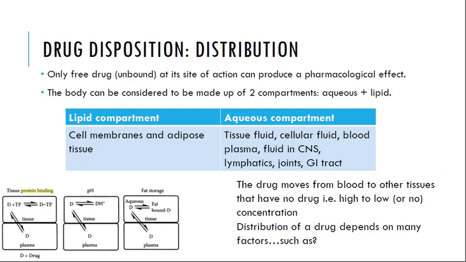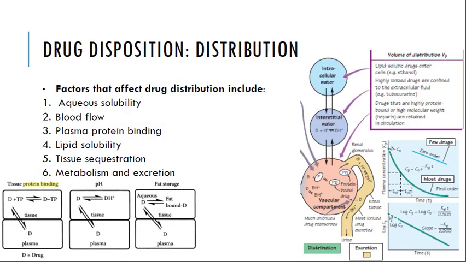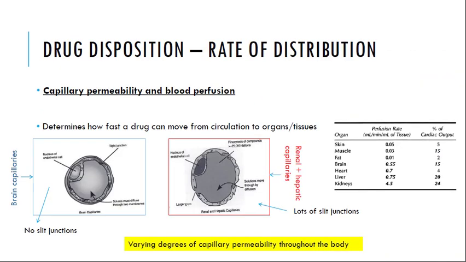The body is divided into two compartments for the purposes of distribution, fat and water. Just knowing that will be enough. Factors that affect drug distribution, you don't need detailed knowledge on that. This is a 20-question multiple choice quiz, so just make sure you go over the information.